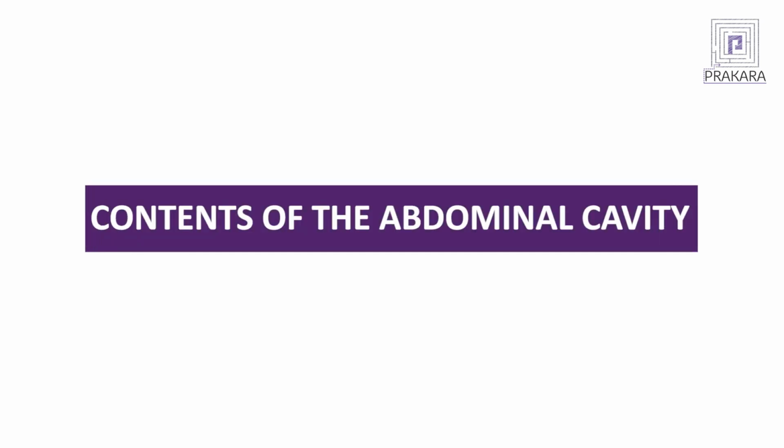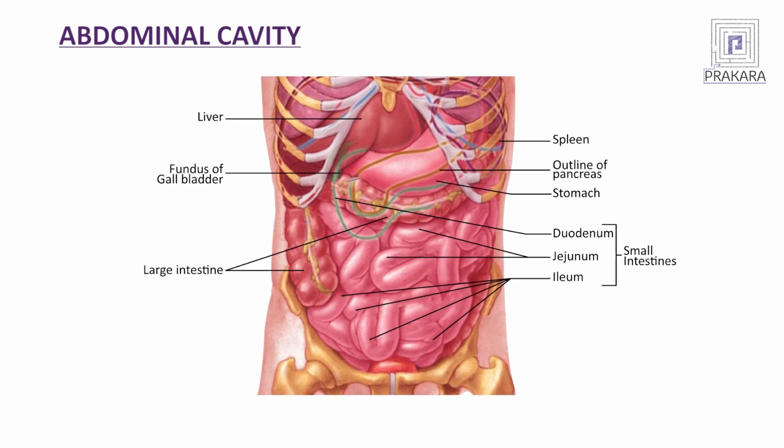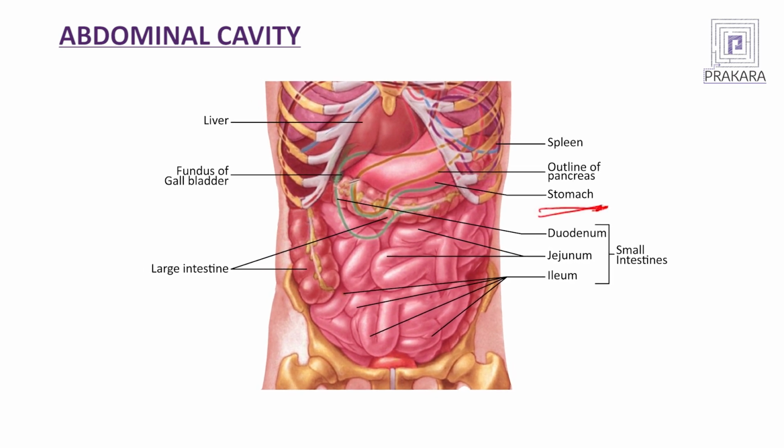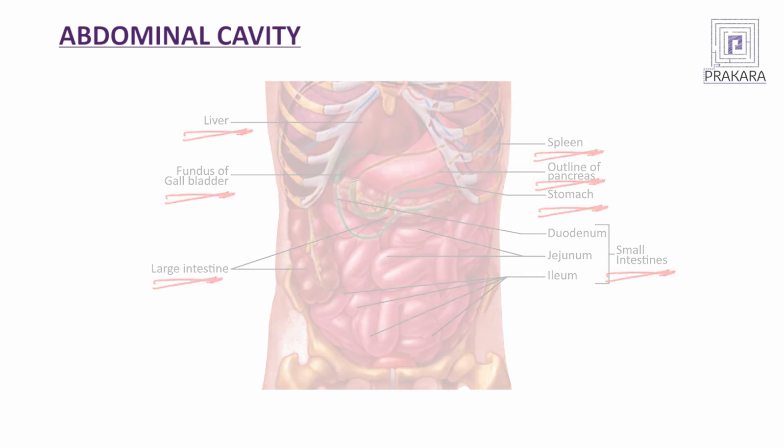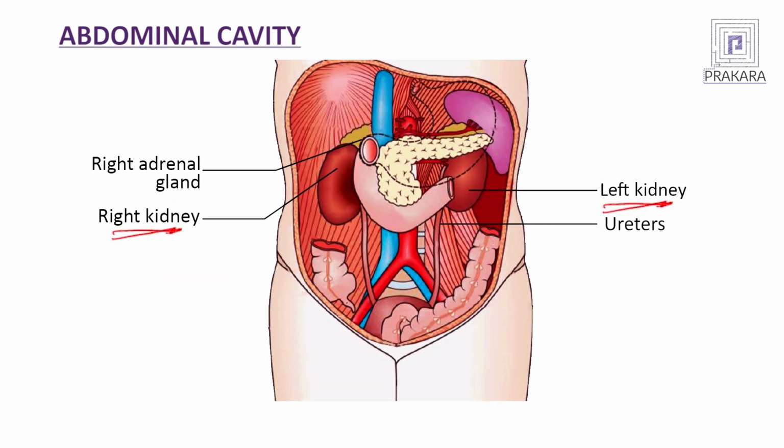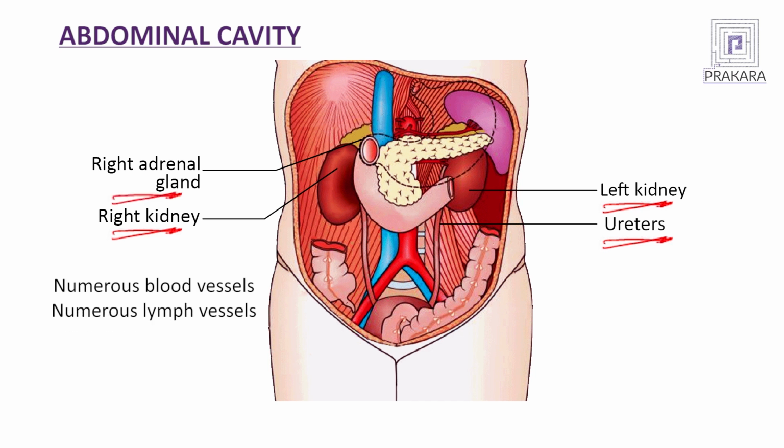Let's move on to the contents of the third cavity, that is the abdominal cavity. The contents of the abdominal cavity are the stomach, the small intestine, including the duodenum, the jejunum, and the ileum, most part of the large intestine, the liver, the gallbladder, bile ducts and pancreas, the spleen, the two kidneys, the upper part of the ureters, the two adrenal glands, numerous blood vessels, numerous lymph vessels, and the lymph nodes.